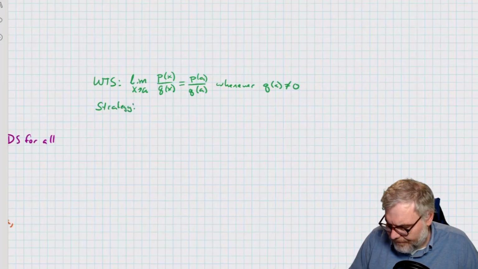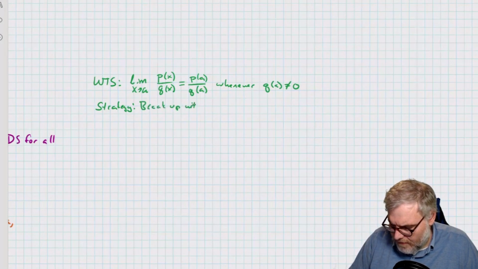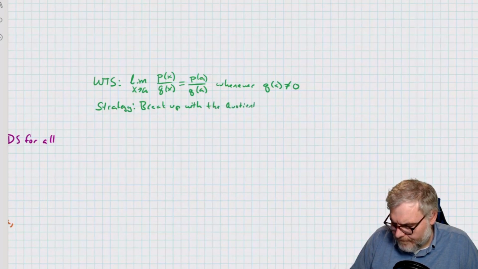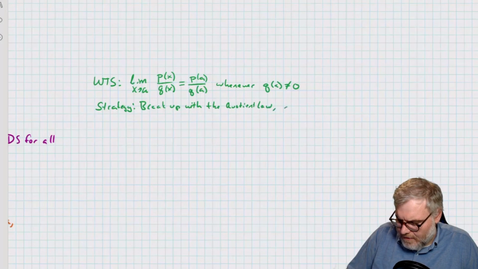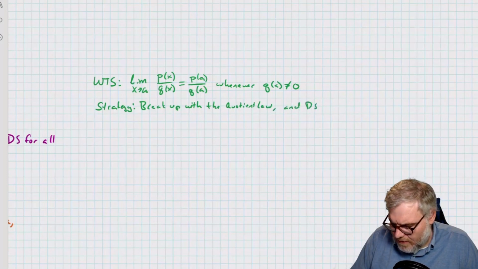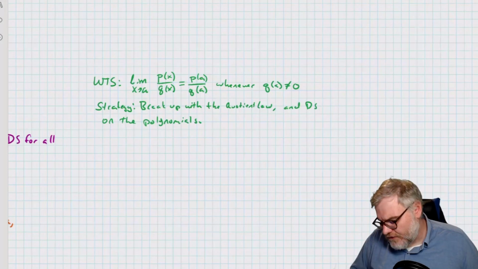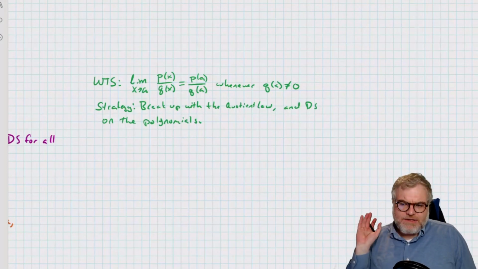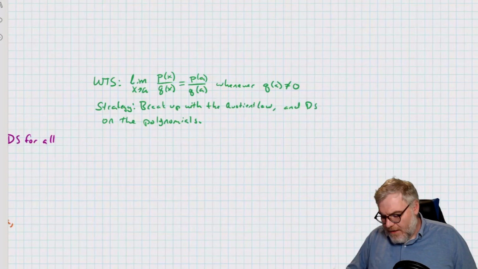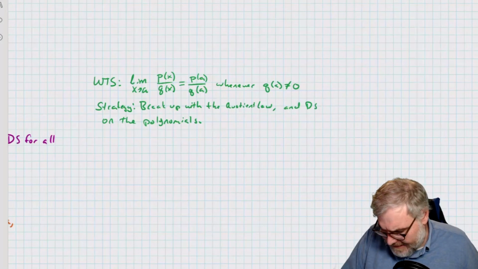But the strategy is to break up with the quotient law and direct substitution on the polynomials. And that's basically the proof. There's a detail I've got to fix, because remember the quotient law requires a particular thing to be true. But this is the whole proof in essence.